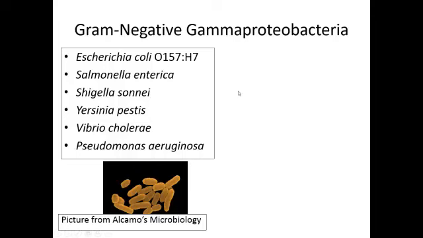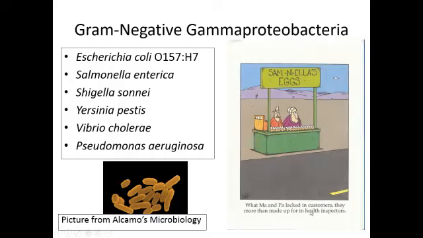Salmonella! Salmonella causes food poisoning as well, and this is one of the few microbiology jokes that I have that is actually funny. Shigella you may have heard of. It's related to E. coli, but it causes bloody diarrhea or dysentery. Yersinia pestis causes the plague. You want to watch out for Yersinia.